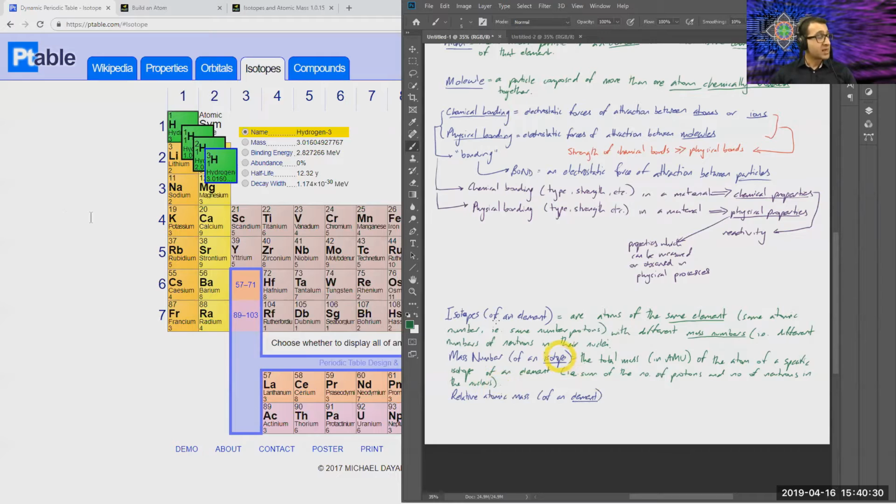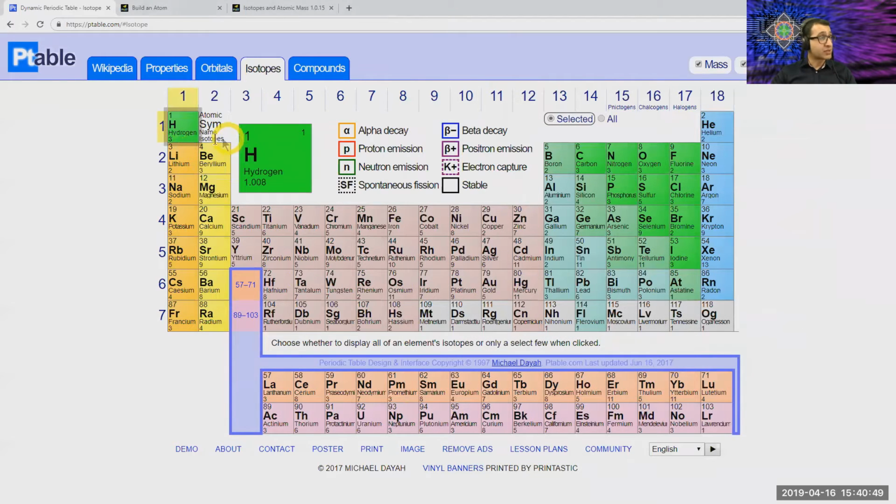And the reason is, if each proton has an atomic mass unit of 1 and each neutron has an atomic mass unit of 1, then if you want to know what the total mass is, in atomic mass units, of a particular atom of a particular isotope, you simply add up the number of protons and neutrons, and this gives you the mass number. But this is not the same as the relative atomic mass.